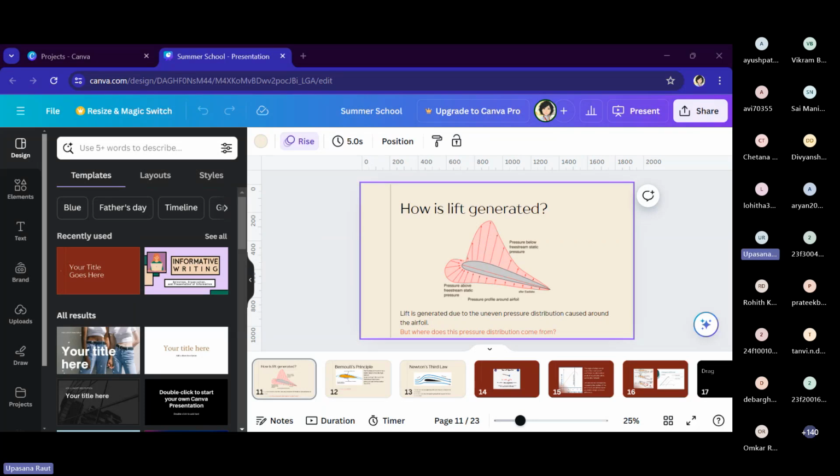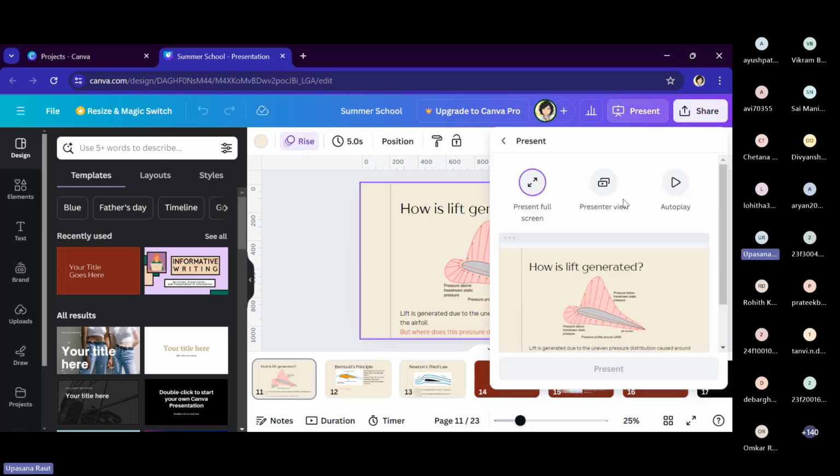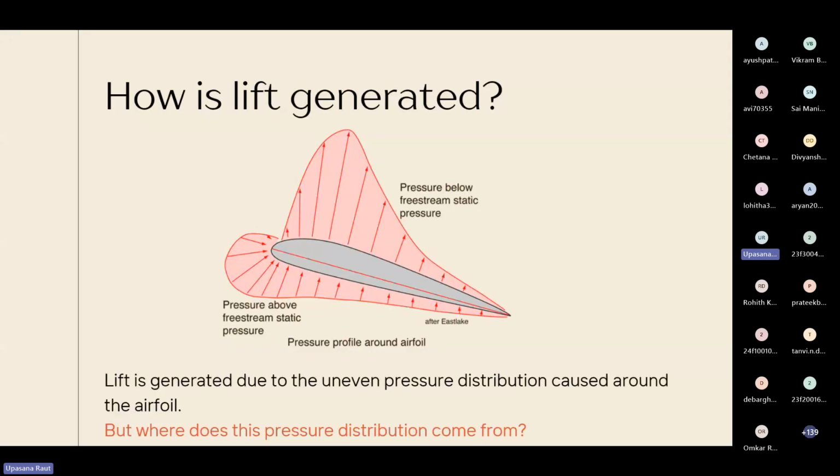So we were talking about how lift is generated. Like I said earlier, when an airfoil moves through the air, it creates a pressure gradient around it. You can see the profile around here. These lines show the differences in pressure around the airfoil. The pressure above the airfoil is lower than the pressure below the airfoil. This difference in pressure causes a resultant force, which is called lift.